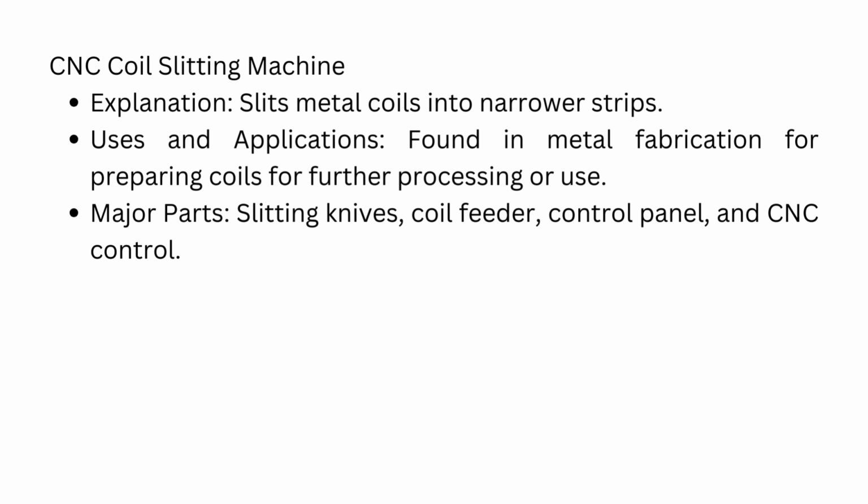CNC coil slitting machine. Explanation: slits metal coils into narrower strips. Uses and applications: found in metal fabrication for preparing coils for further processing or use. Major parts: slitting knives, coil feeder, control panel, and CNC control.